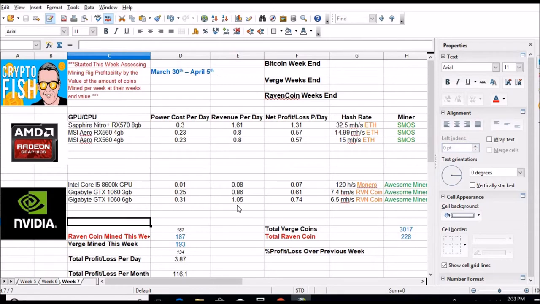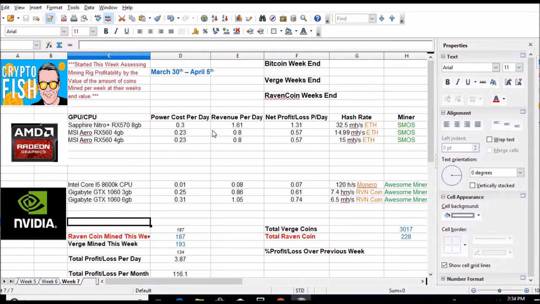Because I was going by just what the GUI interfaces were showing, like on Awesome Miner or NiceHash, and it's not really accurate. So this week so far we've mined 187 RavenCoin. This is 4 days in the week so far, as I do it from Friday of one week till Thursday of the next. So we're on day 4 right here, 187 Raven coins. The current price of Verge, when I did it earlier, was just over 4 cents. So that equaled out to $1.05 gross on my 1060 6 gig and 86 cents on my 3 gig. And here are the net profits after figuring in electric costs.